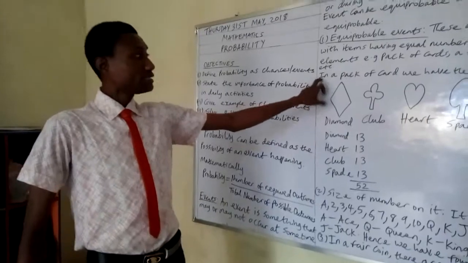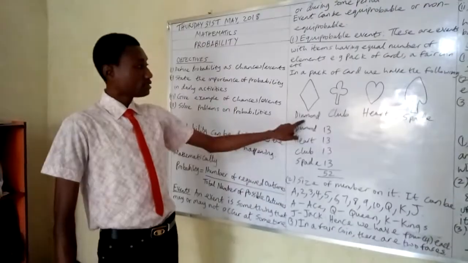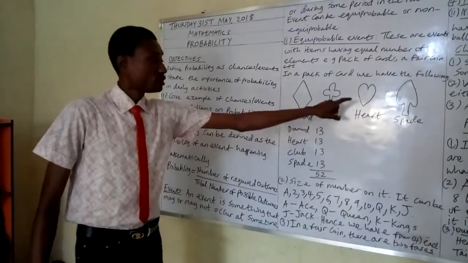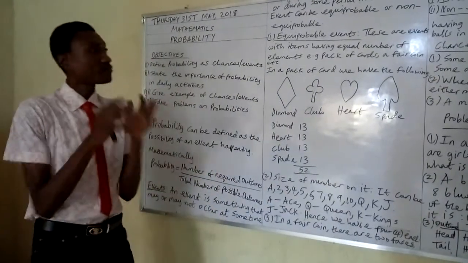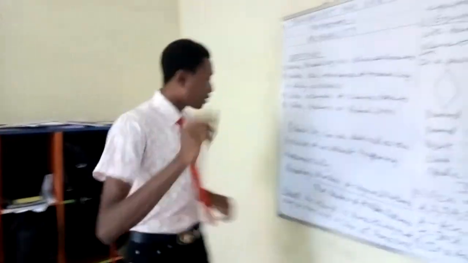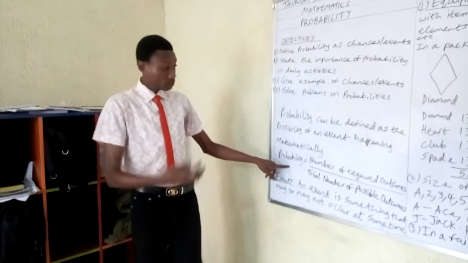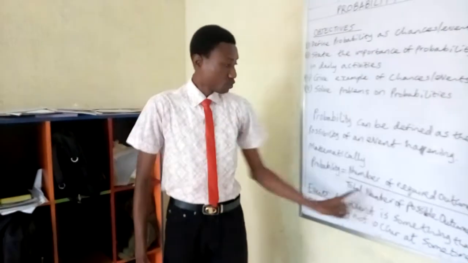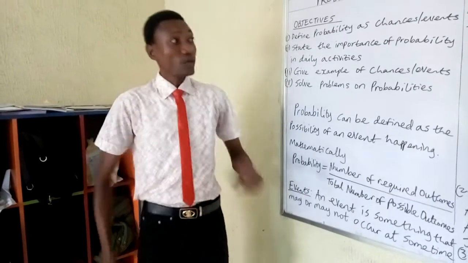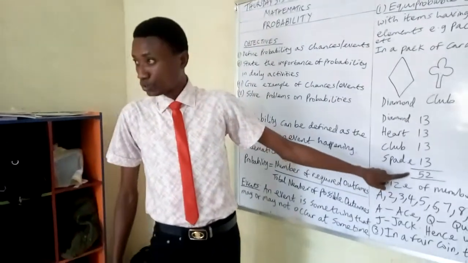Now, look at this illustration on the board. The first one is diamond. The second one is club. Look at the symbol. Then we have heart, we have spade. Now, for a pack of cards, the total is 52. Don't forget that when we are relating to probability, a mathematical expression, we said number of required outcomes over total number of possible outcomes. When we are dealing with cards, the total number of possible outcomes is 52.